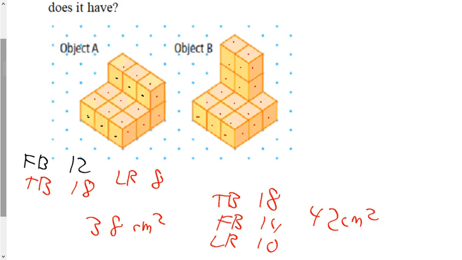But then this was the other part. How much more does it have? It has 4 more. That's all you had to write. Something silly like that. And that question was worth 5 points. 2 points for 38, 2 points for 42, and 2 points for it has 4 centimeters squared more.